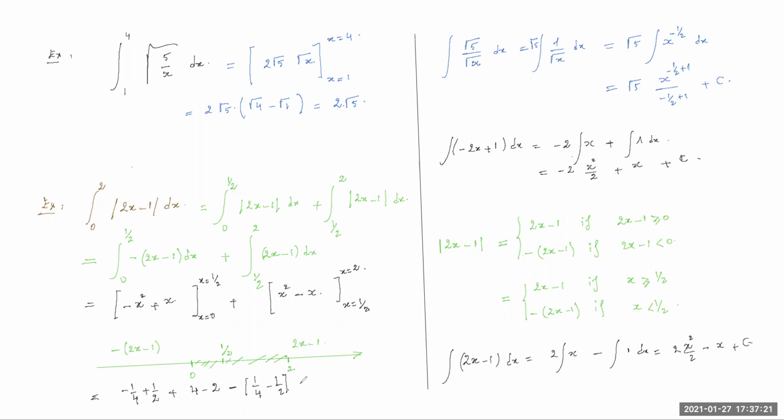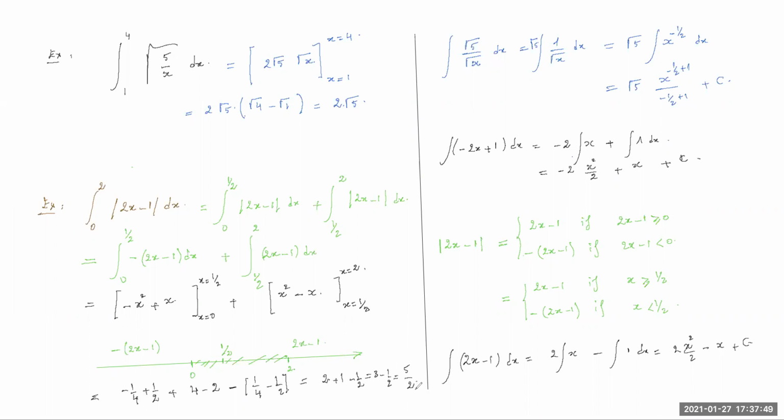So we have half plus half, so it's plus 1. We have minus 1 over 4 and minus 1 over 2. So 3 minus 1 over 2, which is 6 minus 1, so 5 over 2.